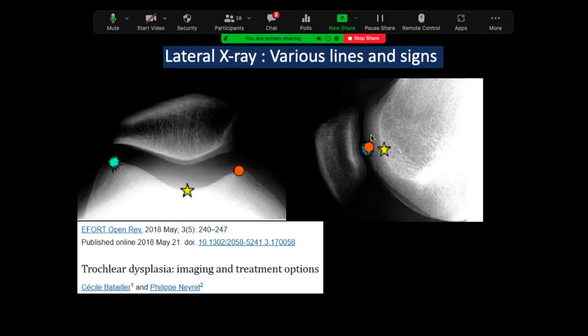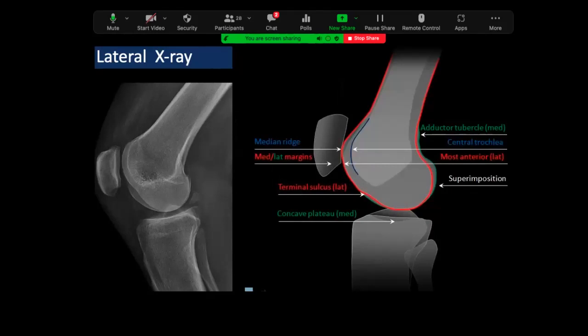So we will see this line at this point, which I will be discussing later on, and that is known as the double contour sign. And if the trochlea is shallow, or if there is a bump, if the trochlea is flat, then the anterior condylar line and the trochlear line will cross each other. That is known as the crossing sign. We can see here, this line is the trochlear line. This is the anterior condylar or anterior femoral cortical line.